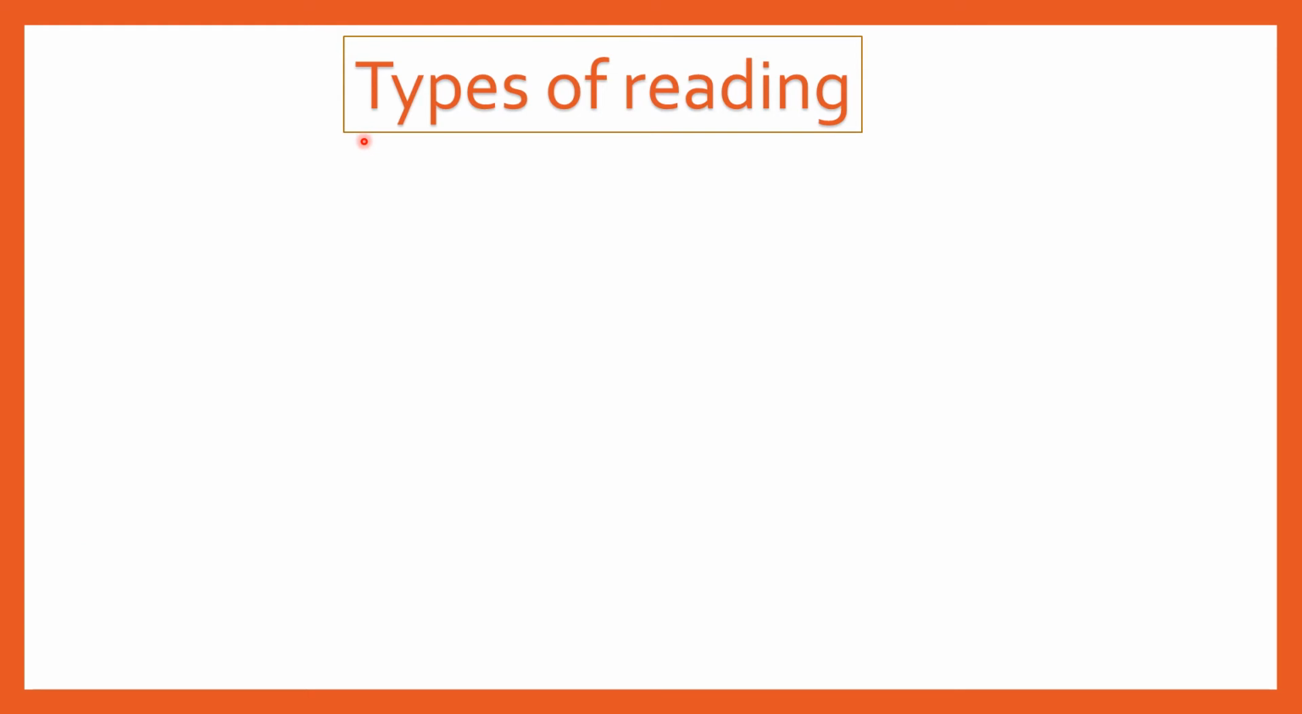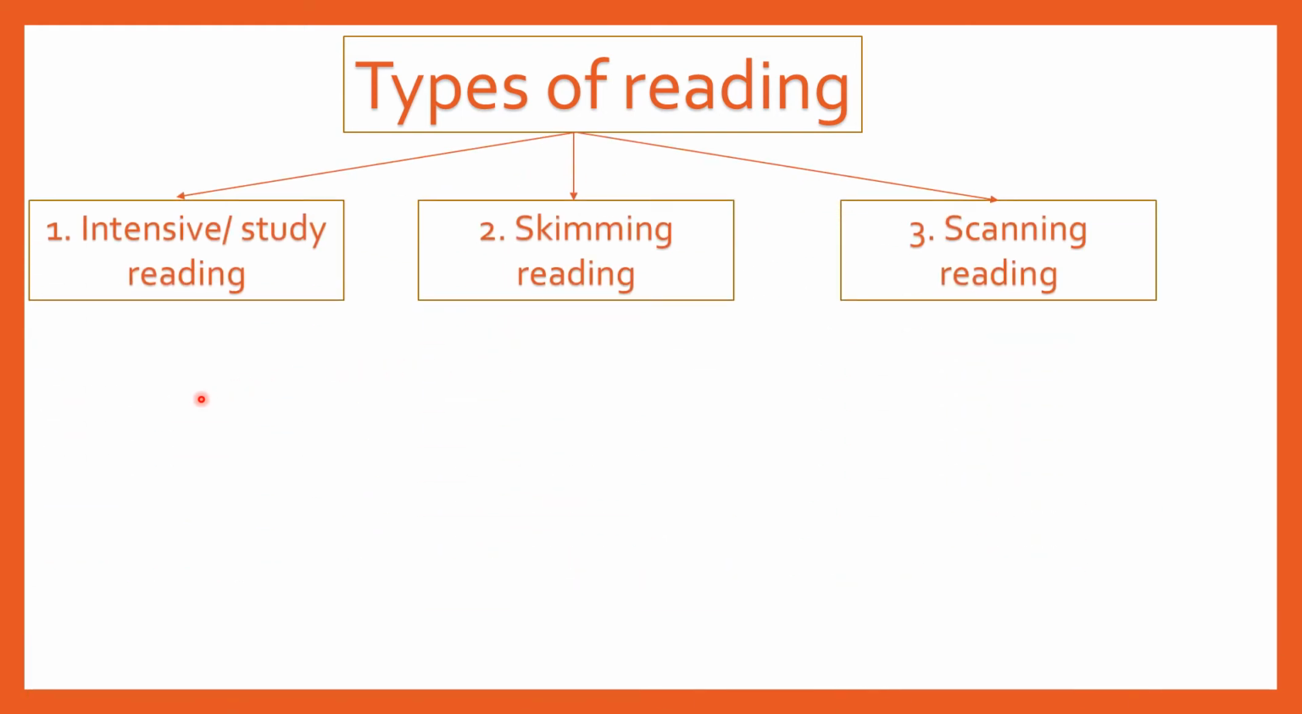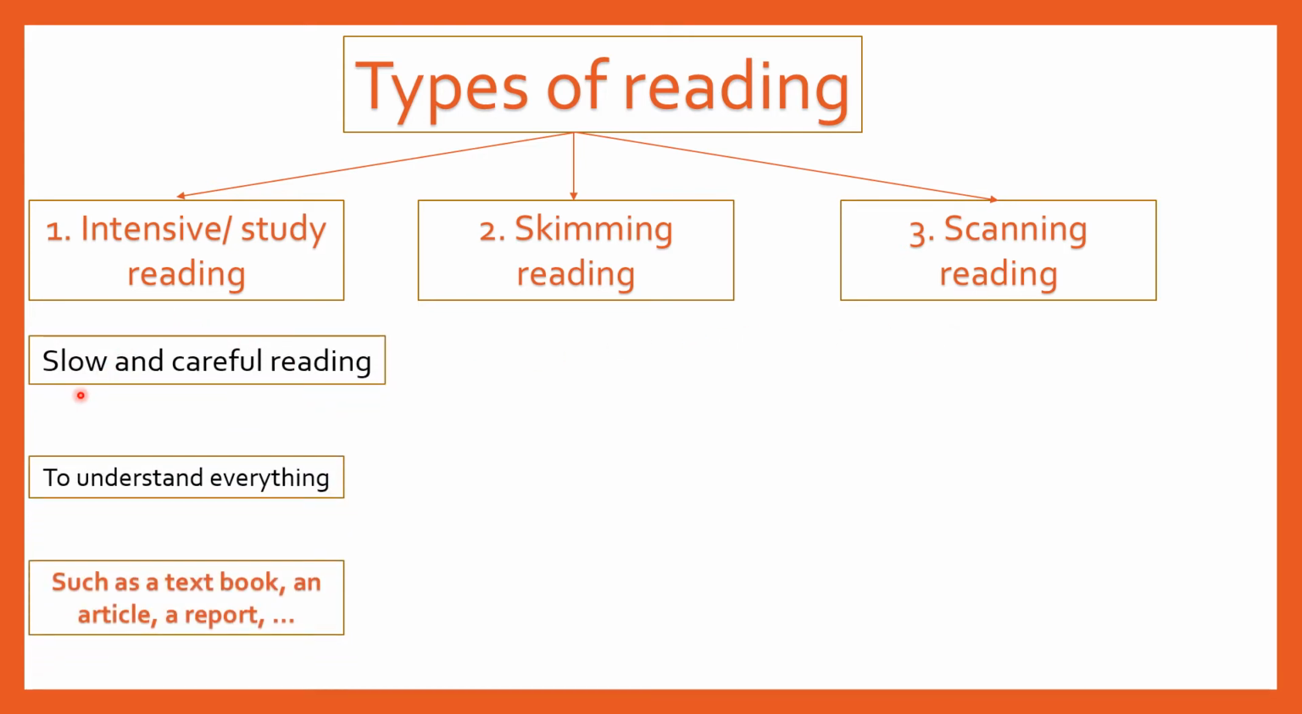In English, there are three types of reading. These types are intensive or study reading, skimming reading, and scanning reading. Intensive reading is slow and careful reading. We read intensively to understand everything, such as reading a textbook, an article, or a report.